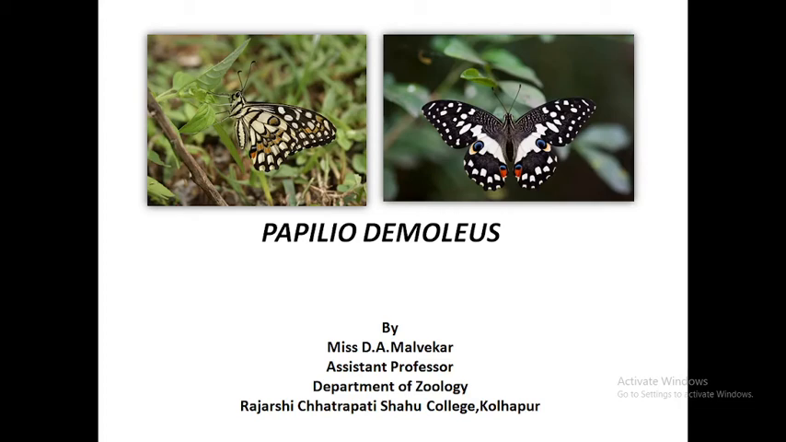We are observing two pictures of very nice individuals here, which are nice insects. But if I tell you that this looks very nice, but it is damaging to our crop, so definitely it is. And this is the pest of the lemon or the citrus family plant, which is called Papilio demoleus.